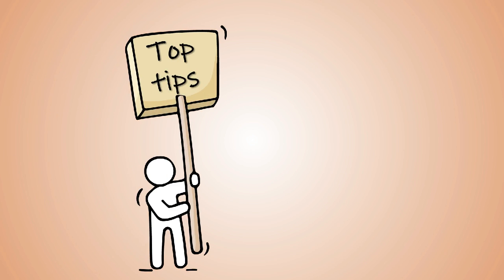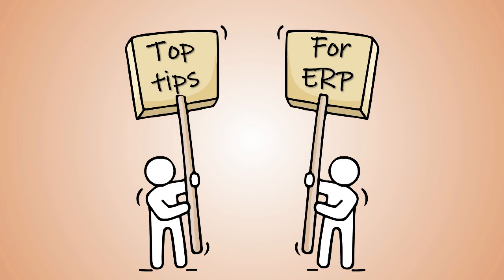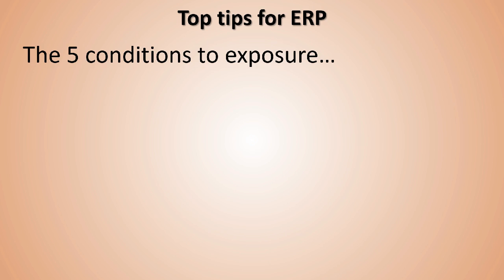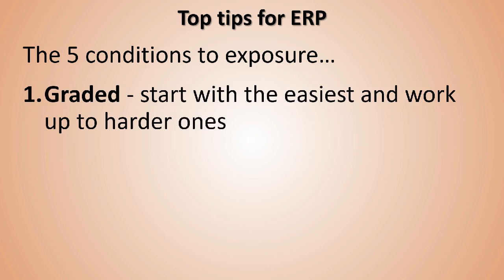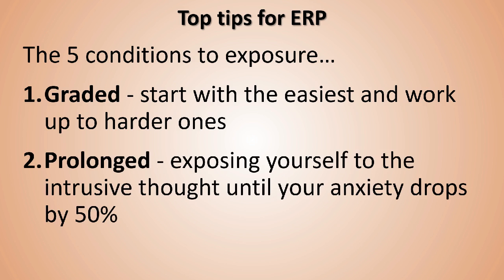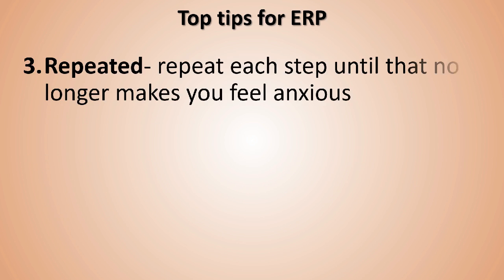Here are some top tips for ERP. The 5 conditions to exposure. Number 1. Exposure needs to be graded, so start with the easiest and work up to the hardest situations on your hierarchy. Number 2. Exposure should be prolonged. So expose yourself to the intrusive thought until your anxiety drops by at least 50%. So repeat each step on your hierarchy until it no longer makes you feel anxious.